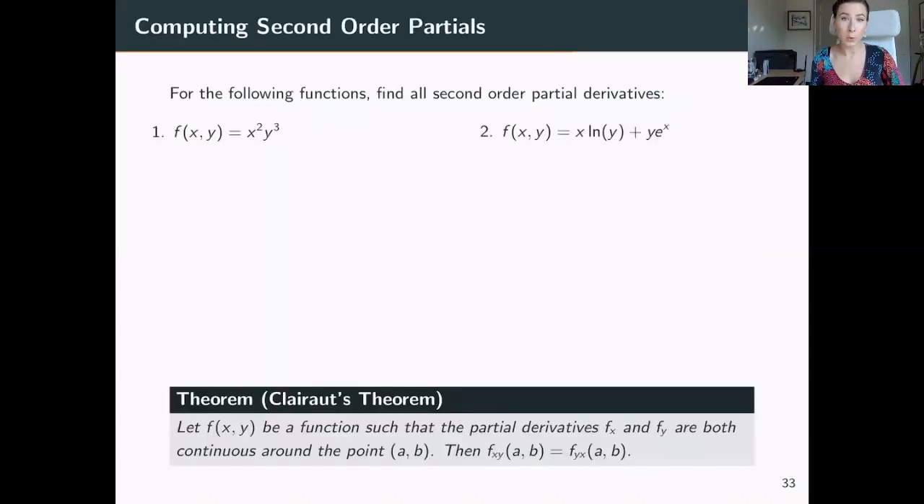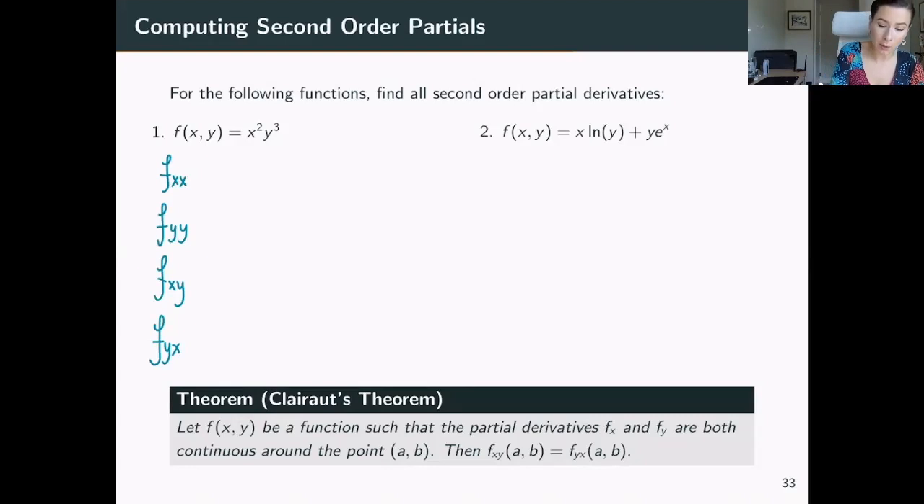I want to give you a chance to do this. So for both of these functions, we need to compute all the partial derivatives. So we need to find fxx, we need fyy, we need fxy, and we need fyx. To do that, it's probably a good idea to note what fx and fy are first, and then we can go from there. So pause the video, give this a try, and I'll be back with everything written out.